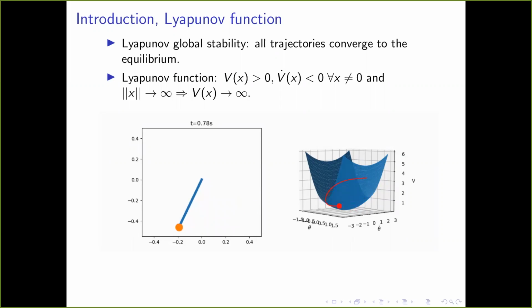This property is certified by a Lyapunov function, which is a bowl-shaped function. For example, the function shown on the bottom right is a Lyapunov function for the damped pendulum. The function is strictly positive everywhere and also strictly decreases everywhere. We aim to synthesize such a function to prove global stability.